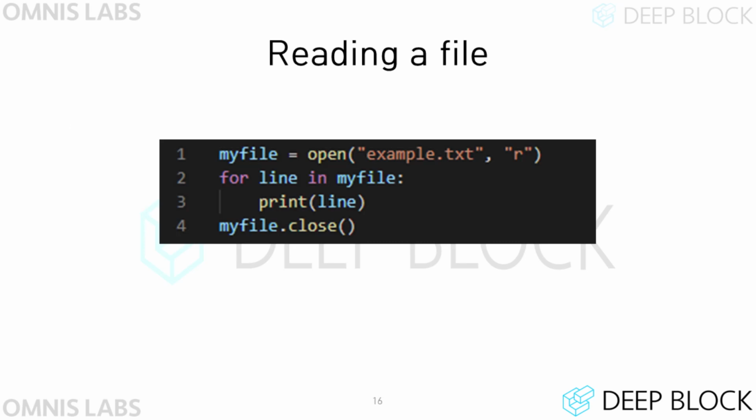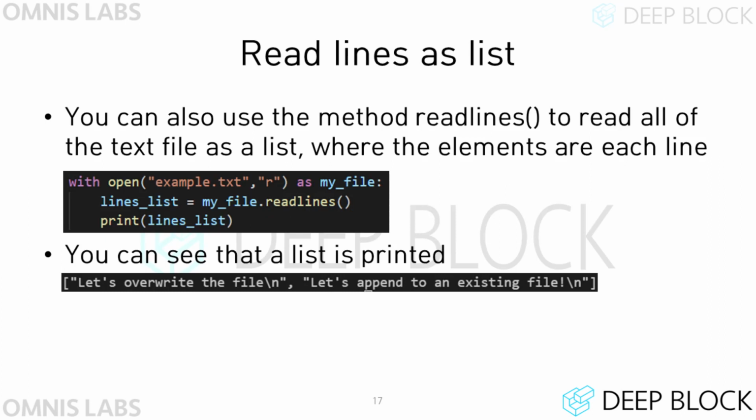There are several ways to read a file line by line. For example, you can print each line of a file by simply iterating over the file object as shown in the slide. The readlines method of a file object returns all lines in the file as elements of a list. For example, if you run the following code, you can see that a list containing each line of text is printed.